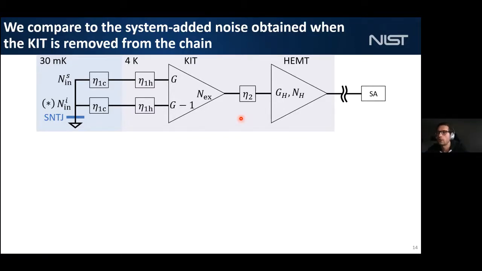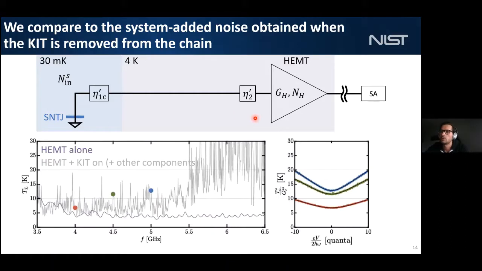So to make a fair comparison, we actually measured the system noise temperature of the chain when we removed the kit, and we also removed all those mandatory microwave components. And when we do that, we get a system noise temperature that is in purple here, that is around 5 Kelvin. And so it's not too far from the system noise temperature that I was getting with the kit on. And so once again, it's important to understand that it's pretty straightforward to improve the chain's noise performance when the kit is there, because we just have to reduce the insertion loss, and especially the warm insertion loss.